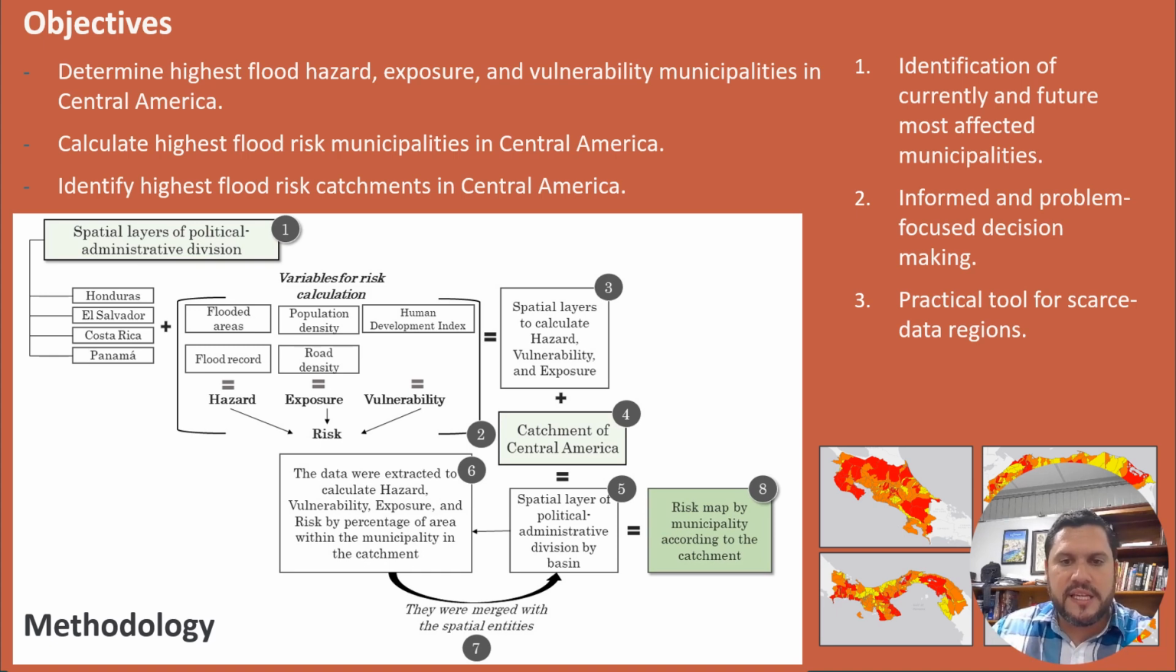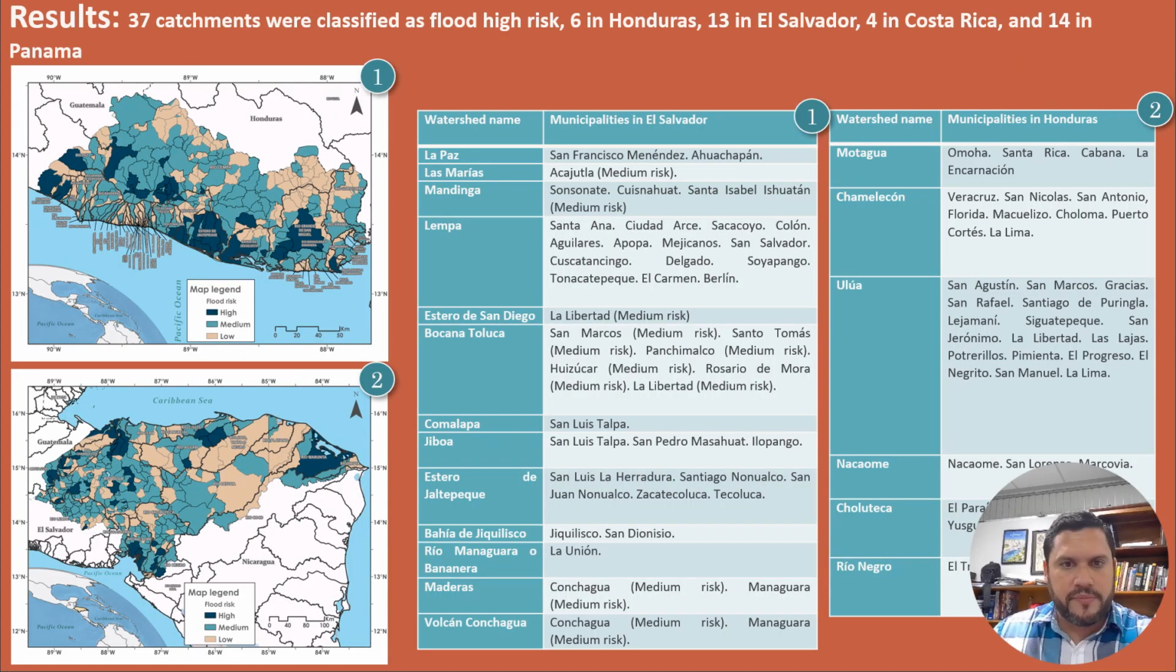All the catchments in this area, these 4 countries, represent a very good picture of the situation in Central America. Then we could understand the high risk for flooding both in municipalities and in catchments. As you can see here, the results, we had 37 catchments classified as flood risk, 6 in Honduras, 13 in El Salvador, 4 in Costa Rica, and 14 in Panama.